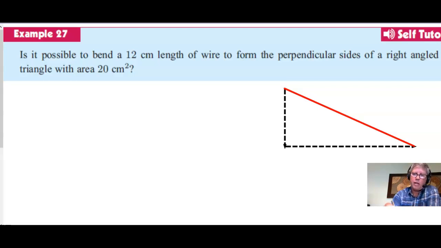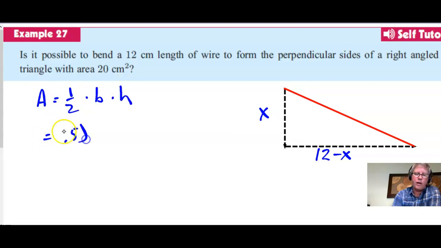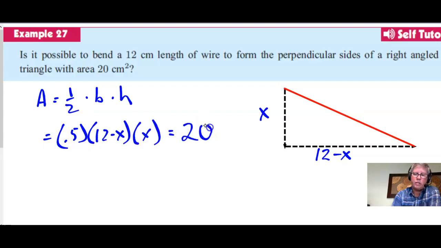And that may look like, maybe we say we have 12 total centimeters. What I didn't understand about this problem is the red part is not part of the wire. So it was X and 12 minus X. Area of a triangle is 1/2 base times height, or 0.5 times 12 minus X times X, and we know that it's 20. That I foresee is a quadratic and something you can solve.